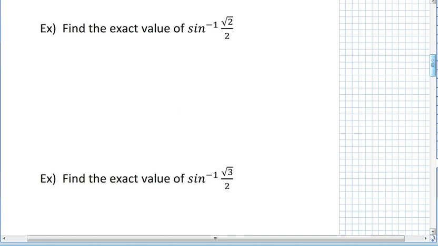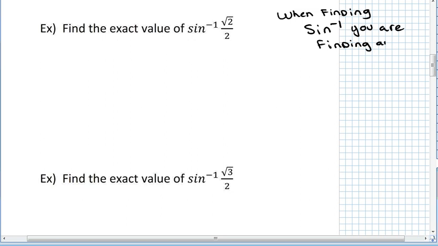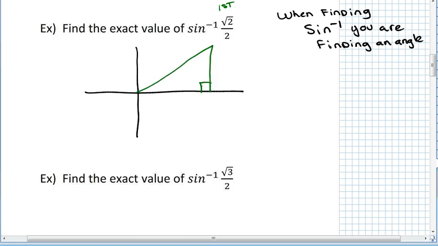So for example, if I want to find the exact value of sine inverse, and remember, when you're finding sine inverse, or any inverse trig function, what are you finding? You are finding, and if you guessed it, an angle. So basically this is asking you the reverse. It's saying what angle creates a ratio of square root of 2 over 2. And so if you want to think about it, remember, if it's positive, this means this is in the first quadrant. And remember, anytime it's square root of 2 over 2, it used to be 1 over the square root of 2, and then we rationalized it.